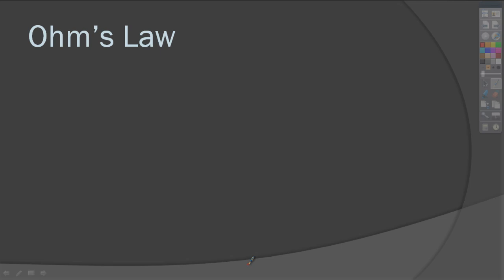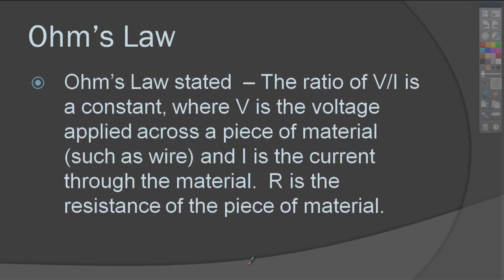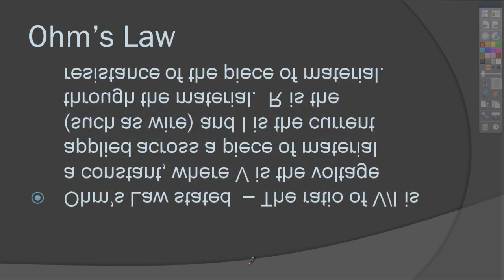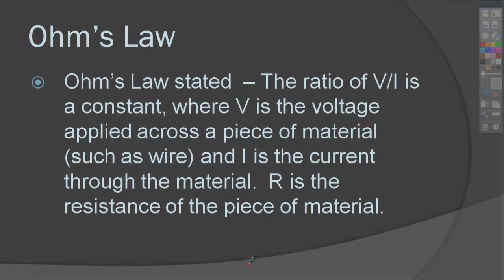And we have this guy called Ohm. Kind of sounds very Buddhist. Ohm. But he has this law, and it says the ratio of V over I, voltage over current, is a constant, where V is the voltage, which I just said, and I is the current. And R is the resistance of the piece of material in question.